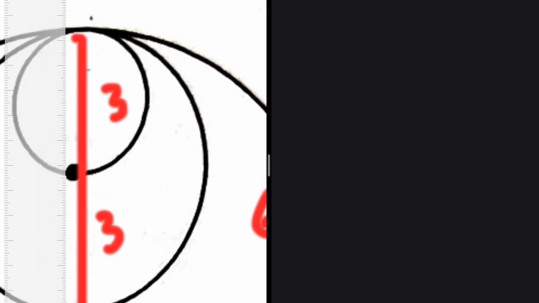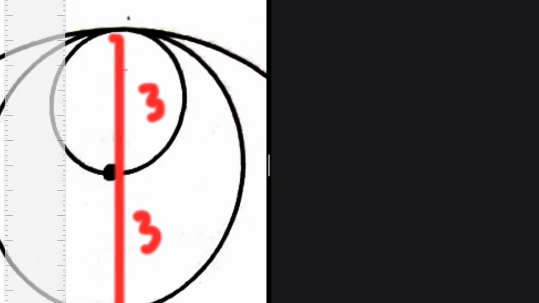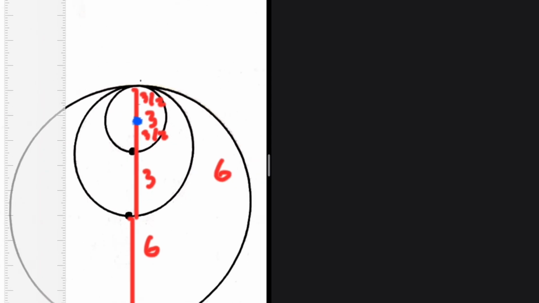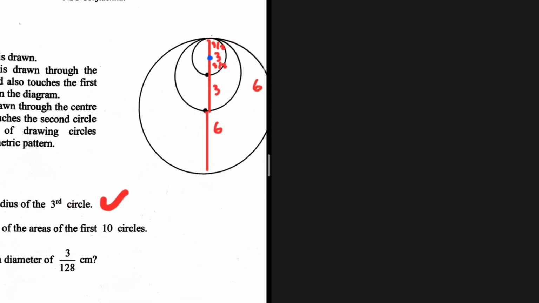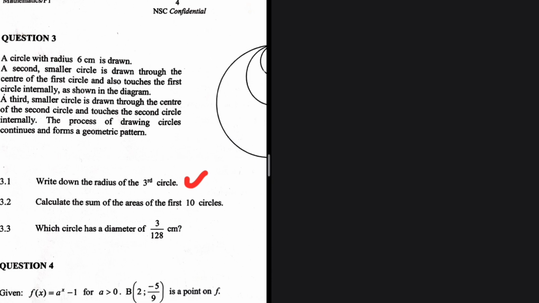Oh, that is too big. So maybe this is going to work. No, also too big. So the radius of the smallest circle, that is the center, right, should be 3 over 2. That side, right? At this side, we also have 3 over 2. So the radius of the smallest circle is 3 over 2. So the answer to 3.1, 3 over 2. This is the answer to 3.1.